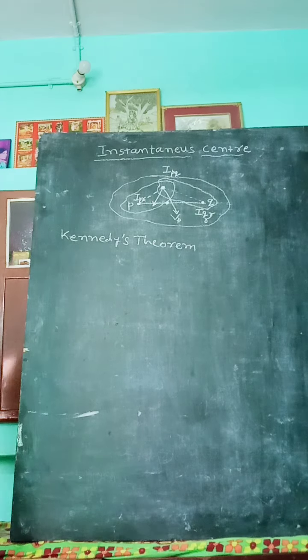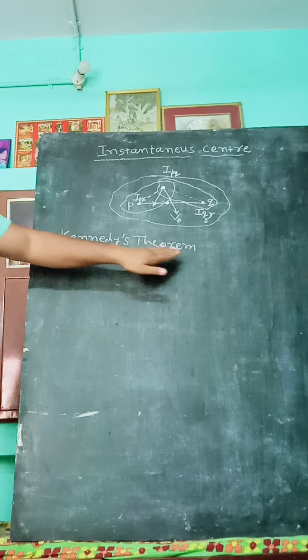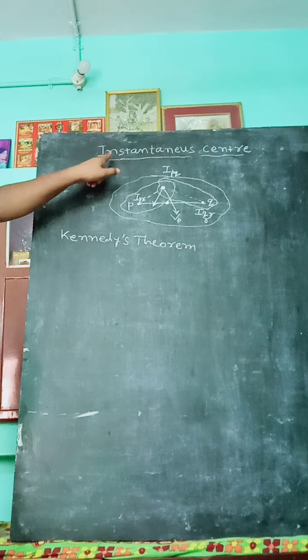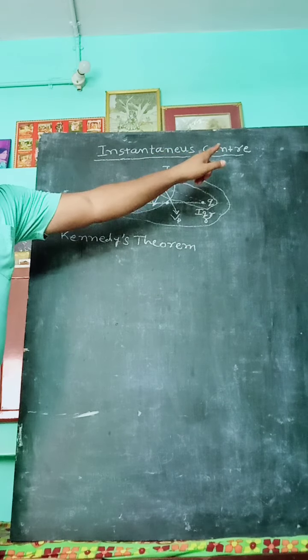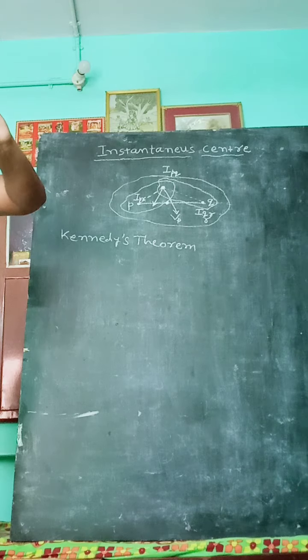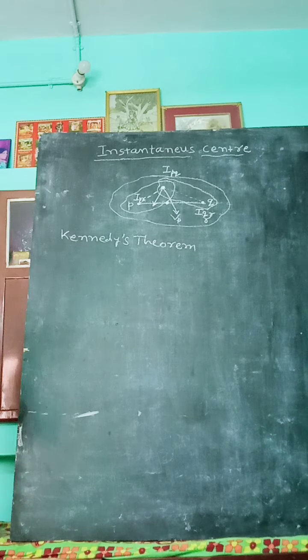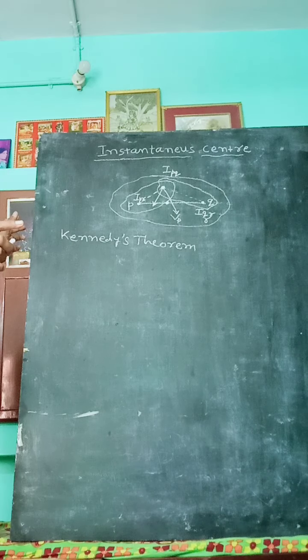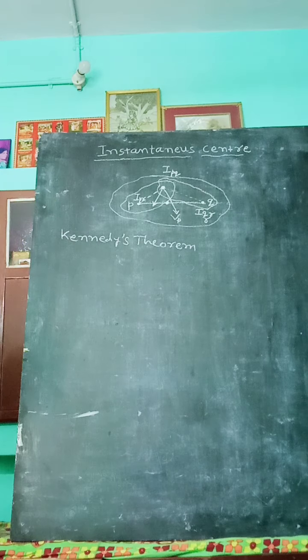Okay? So this is what Kennedy's theorem states, and here we have understood the concept of instantaneous center, an imaginary center with respect to which the current configuration velocity diagram can be learned.